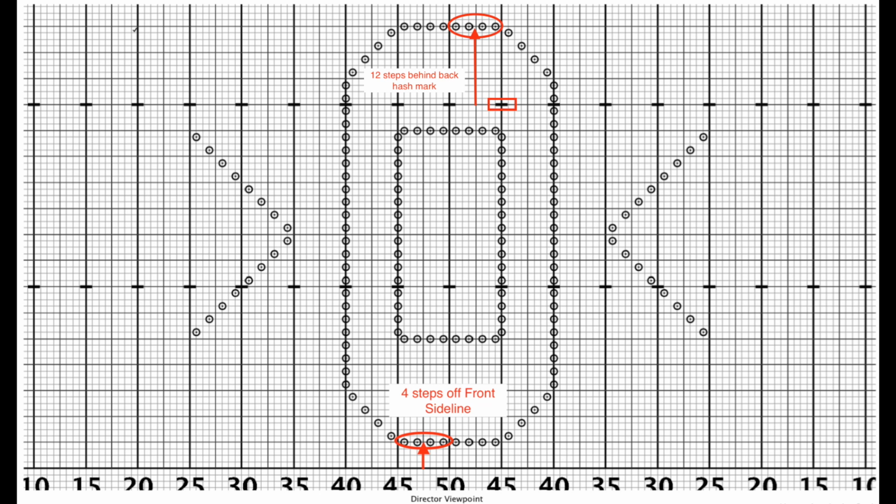Let's look at one more example in the block O. This squad is at the top of it, and their closest reference point is the back hash. Therefore, they would simply go up to the back hash and count back 12 steps behind it, and then they would be in their correct spot.